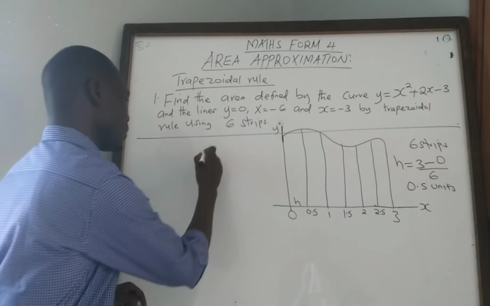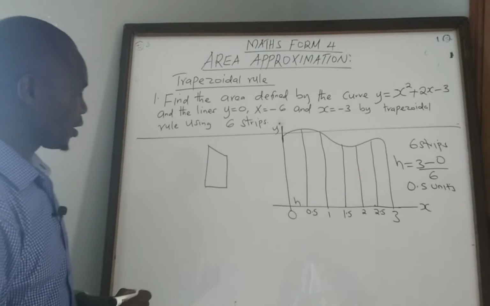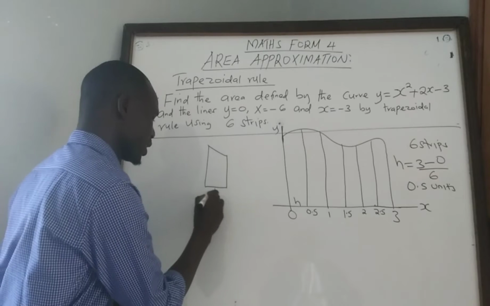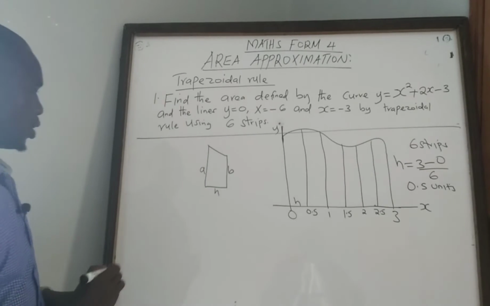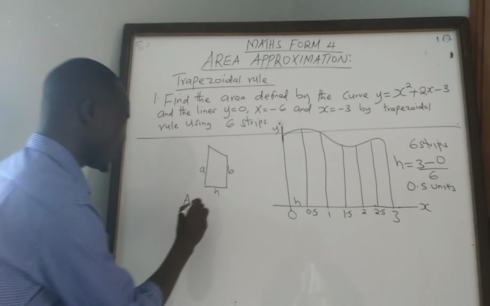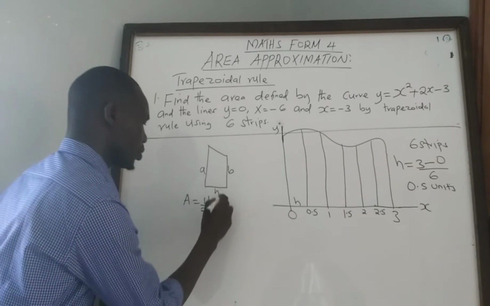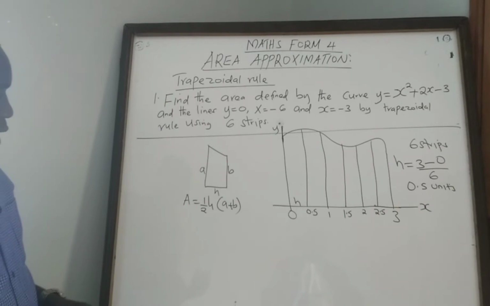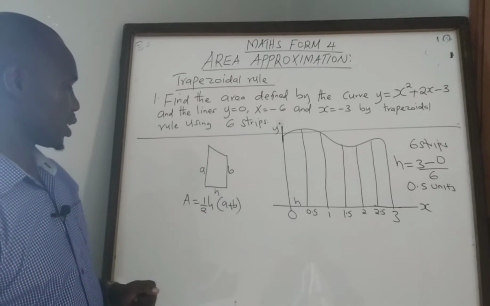Normally, if you have a trapezium like this and you want to find its area, we know the distance between the two parallel lines will be h, and the two parallel lines are a and b. So to find the area of this trapezium in the normal way, we take half times the height times the sum of the two parallel lines, which is a plus b. Either way, it is the same principle that we are going to use under the trapezium rule.